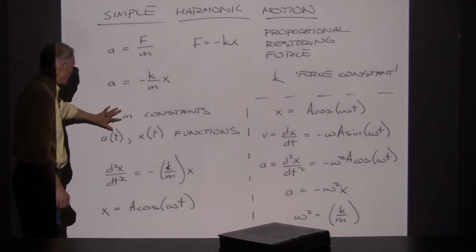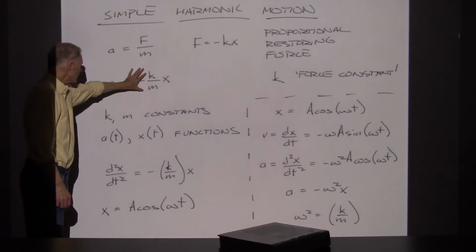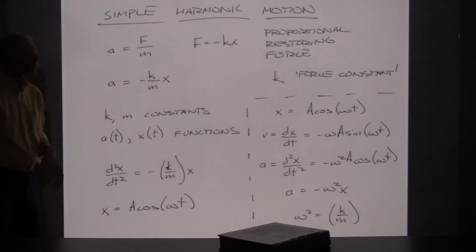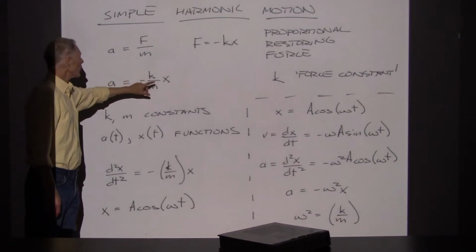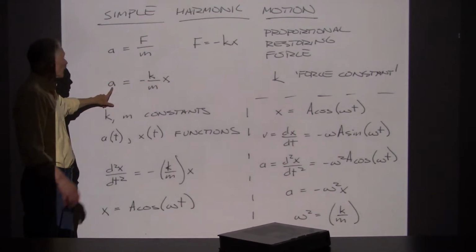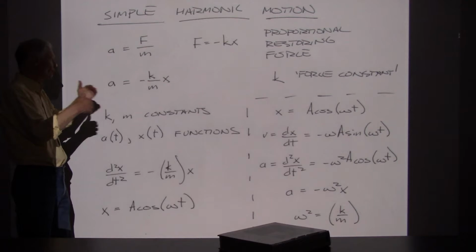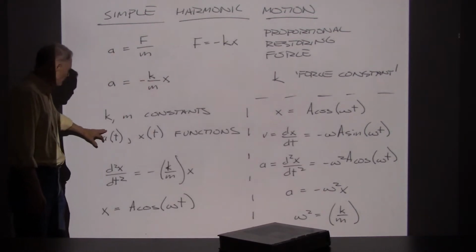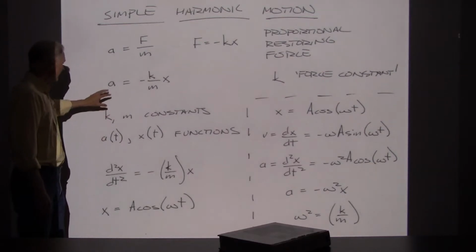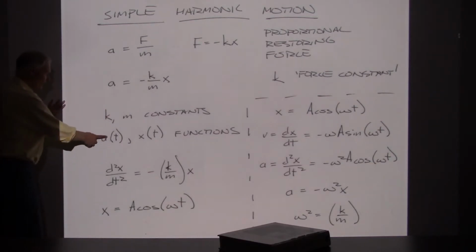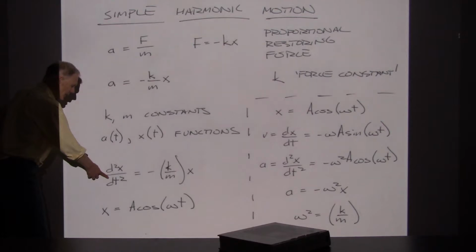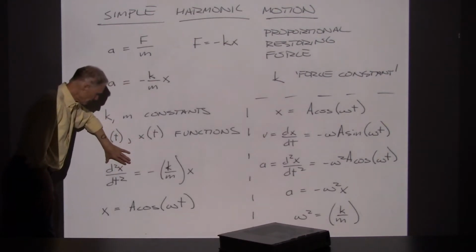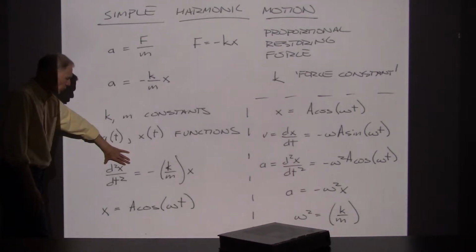Now, k and m are constants. Acceleration and x are functions of time, so don't be fooled by this equation. x and a are these fairly complex functions. k and m are just constants. So if I take these functions, I can say that the acceleration is the second time derivative of the x function. That gives me a differential equation, and that's what they're showing.